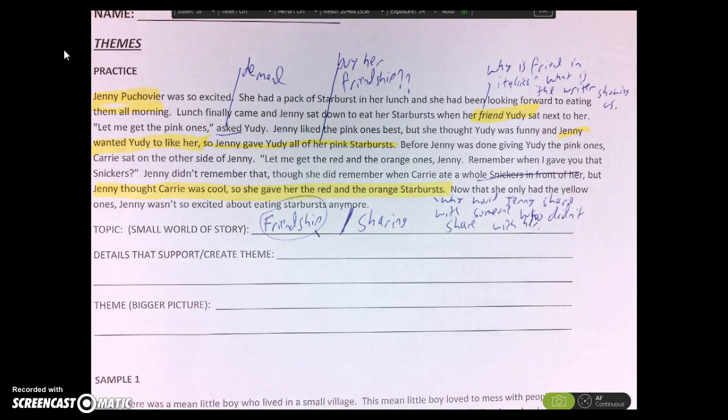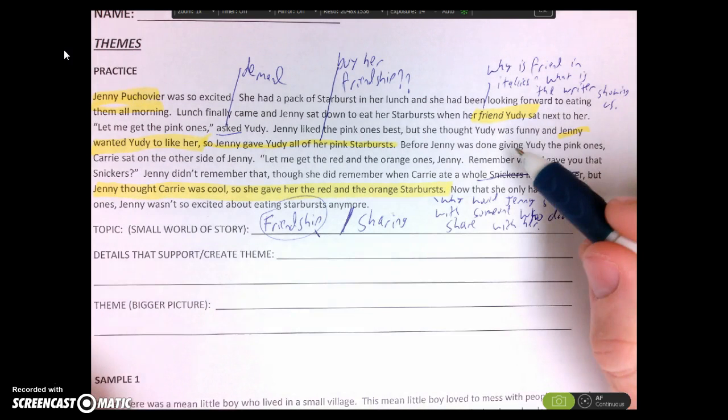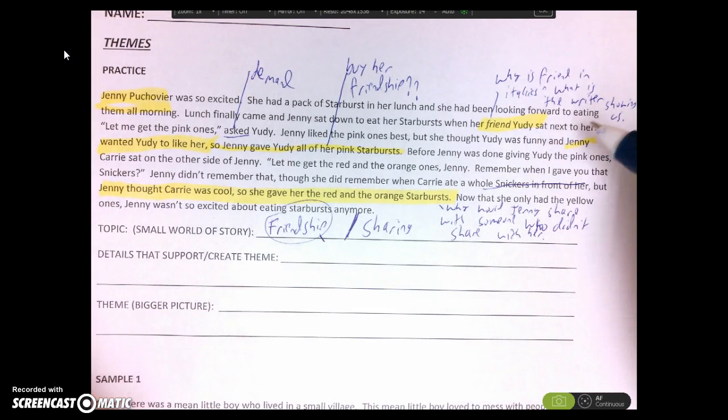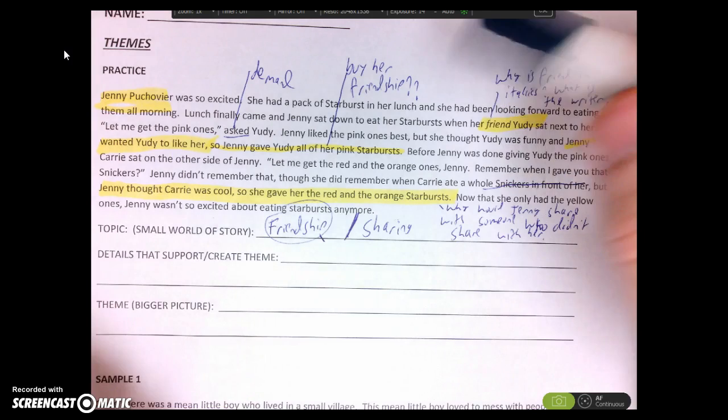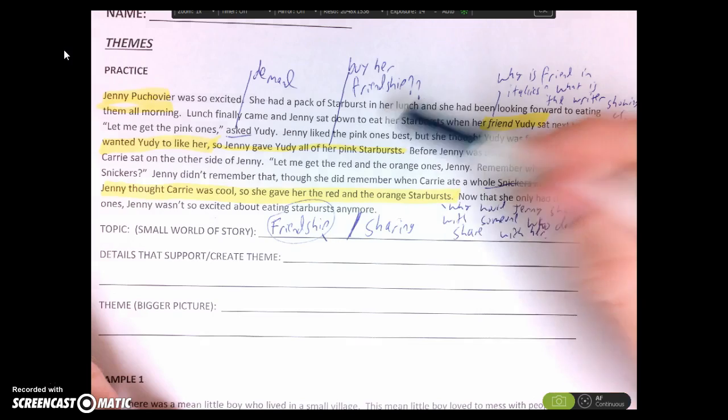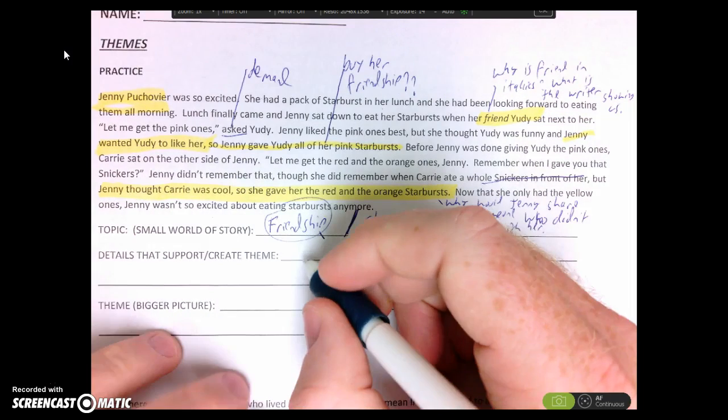Going back to this, I've already annotated. This is why you annotate as you go. We knew our purpose in reading was to find the theme and a topic. So as I was doing this, I was looking for topics. Okay, we have the friendship. So I already have my details.